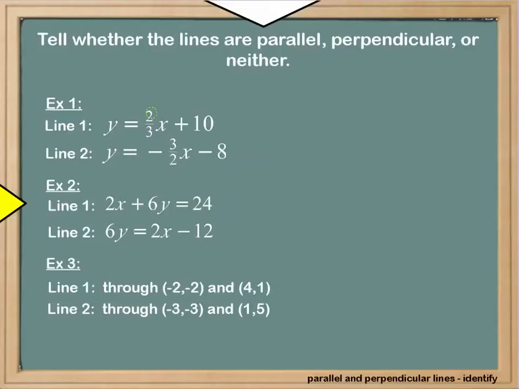The slope of line 1 is 2/3. The slope of line 2 is negative 3/2. Are these two lines parallel? No. They are not parallel because they are not identical slopes.